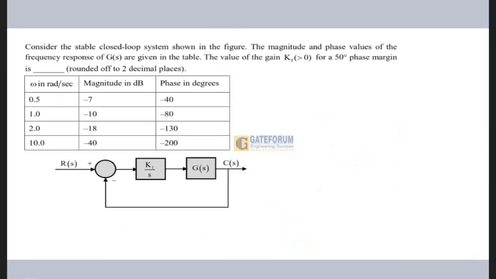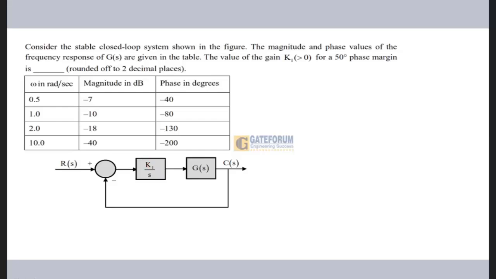Hello students. This particular question was asked in control systems from GATE EE 2024. In this question, they are asking: consider the stable closed loop system shown in the figure. The magnitude and the phase value of the frequency response of G(S) are given in the table. The value of gain for a 50-degree phase margin is, okay, so this K1 value they are asking.